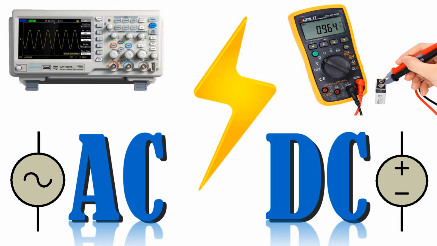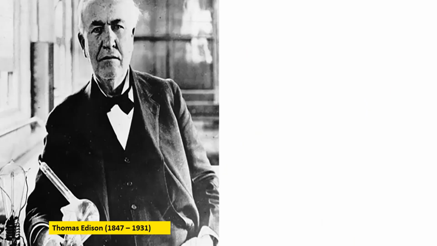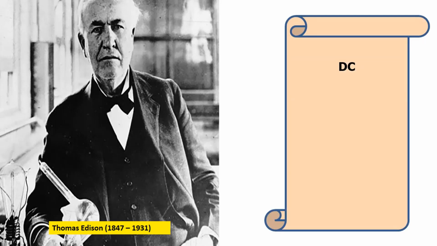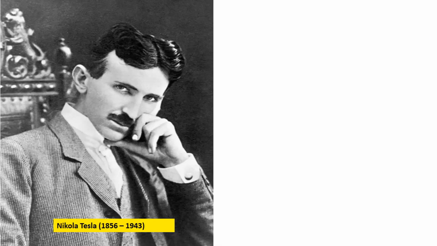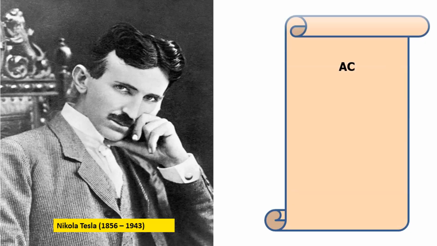Let's start with that. Thomas Edison, born in 1847, is known as the inventor of the light bulb and the direct current that he used to light the bulb. Direct current is used with the abbreviation DC, which is the initials of direct current. Nikola Tesla, born in 1856, is known as the inventor of alternating current. Alternating current is also used with the abbreviation AC.